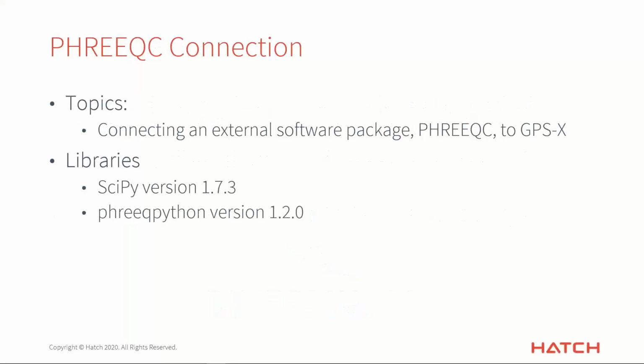And what are the takeaways from this example? Well, the first thing we want to take away from this is how are we going to connect to an external software package? And for this example, we're going to focus on connecting PHREEQ to GPSX. We need to have the PHREEQ Python library, version 1.2 is what we're using, and we need to have SciPy installed, where we're using version 1.7.3, but this isn't going to be imported. Rather, it's a dependency for PHREEQ Python, but it's not installed by pip. So you'll need to make sure that you install it if you want to use this library.